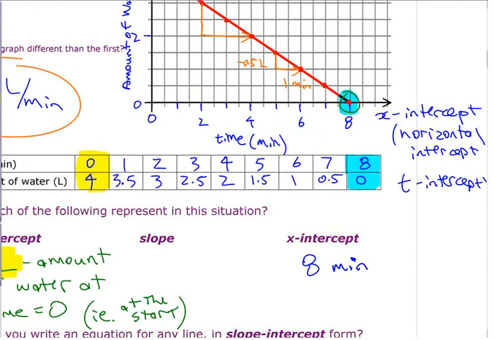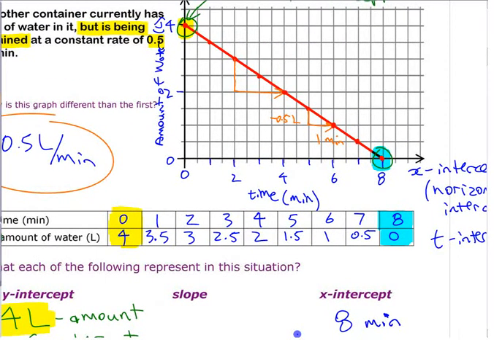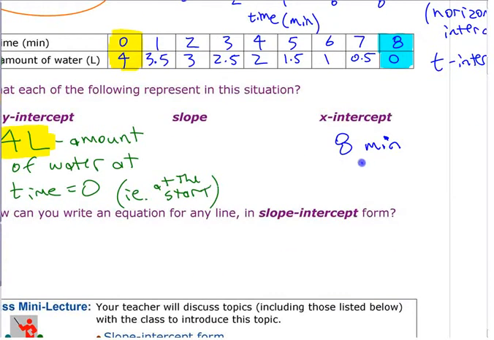What does that represent? What does 8 minutes represent in this situation? It's time that it took for what to happen? The whole thing to drain, right? This is the time it took for the whole thing to drain. You might say it's the amount of water at the end, but in this situation, I don't want to put the word end here because sometimes things don't end there, they keep going.